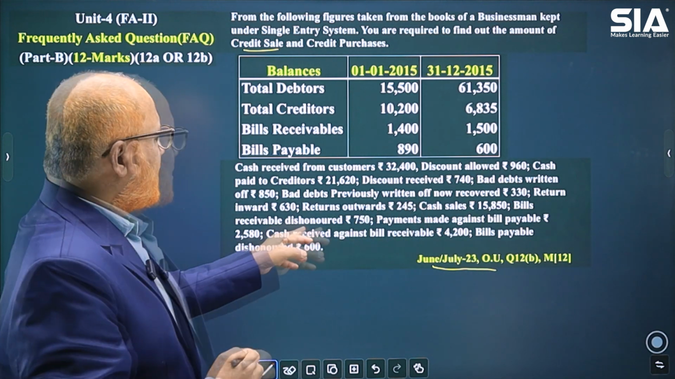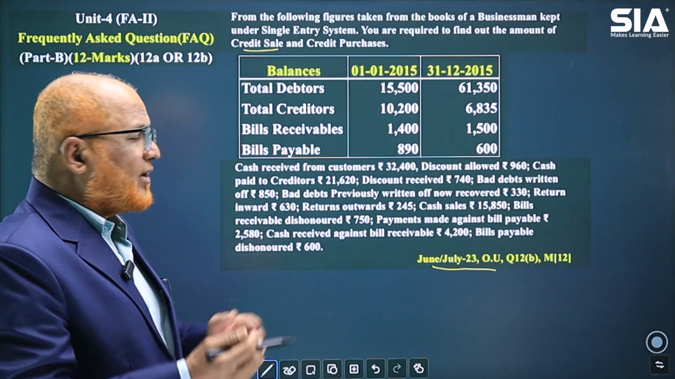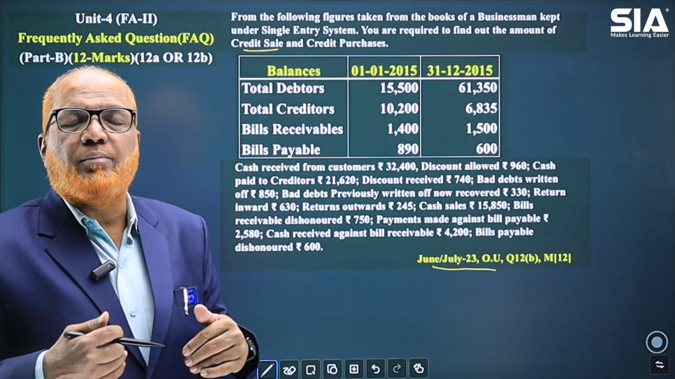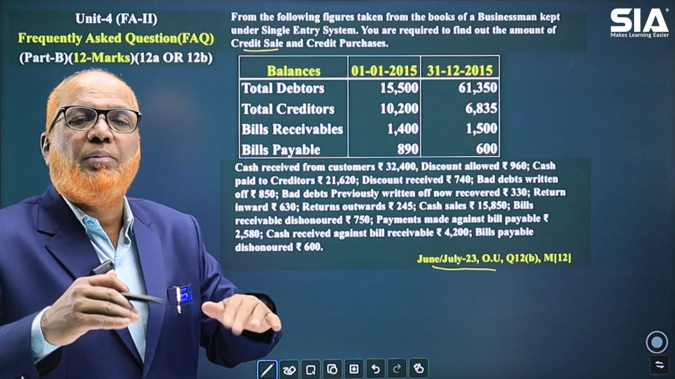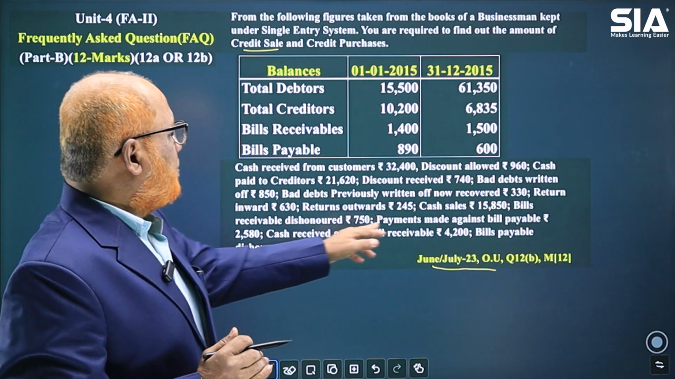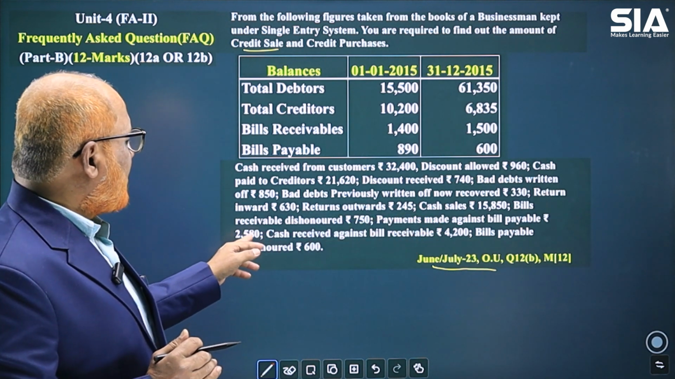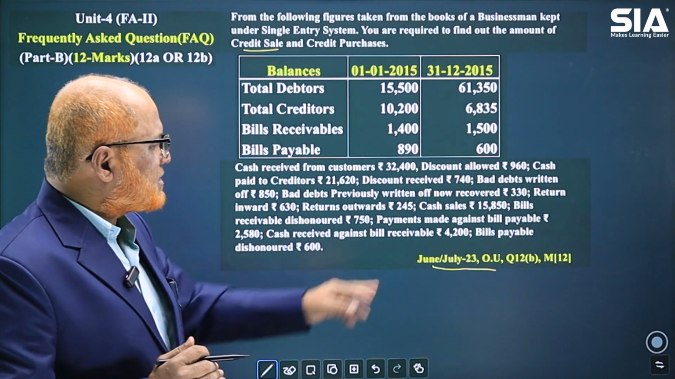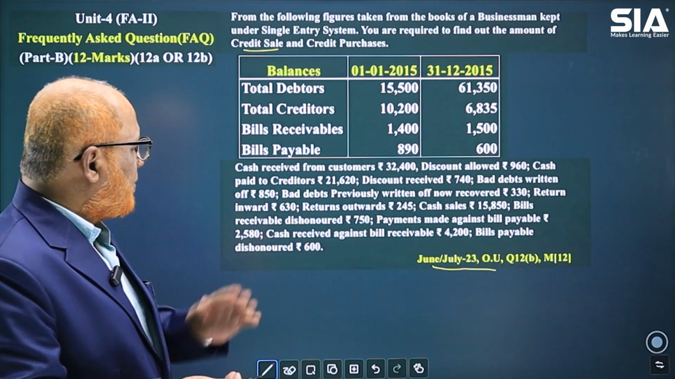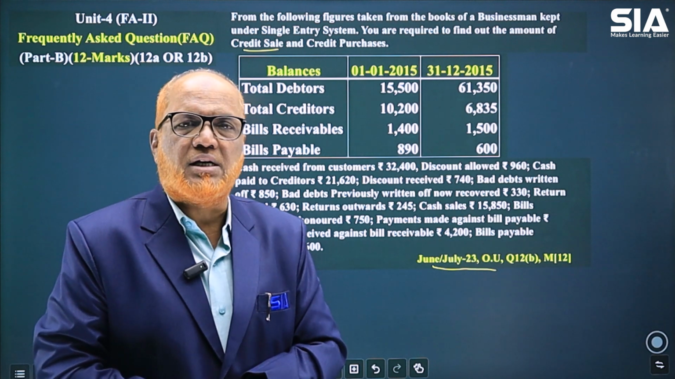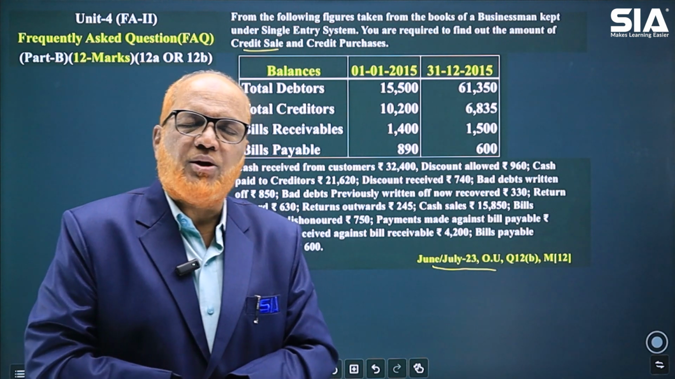Then bills receivable dishonored. This is a new point. Once we have received the bills receivable from customers, from debtors, later on the bill was dishonored. Then payments made against bills payable 2,580, cash received against bills receivable 4,200, bills payable dishonored 600. This is the complete information.